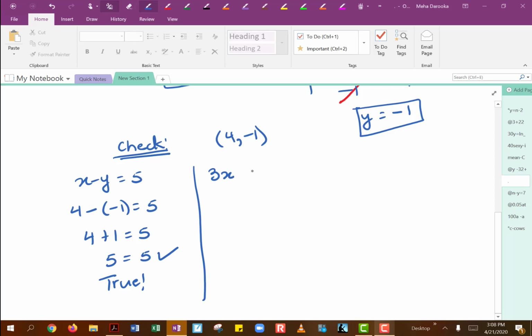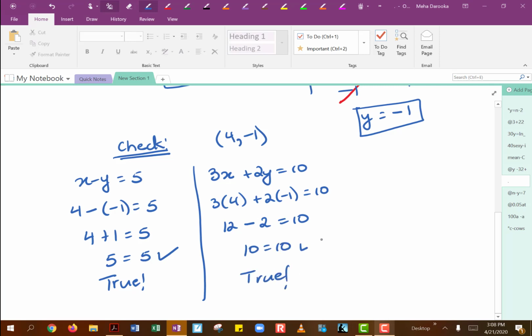So that was 3x plus 2y equals 10, so that's 3 times 4 plus 2 times negative 1, and let's see, 3 times 4 will of course be 12, and then positive 2 times negative 1 will end up giving us negative 2. 12 minus 2, of course, is 10, so you're getting a true statement on the second equation also. So that tells us 4 and negative 1 is going to be a point on both lines, and that's where our two lines are going to be intersecting each other.